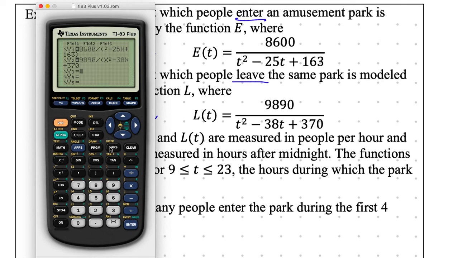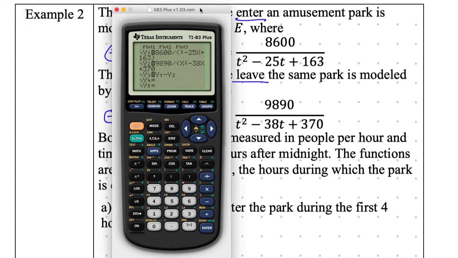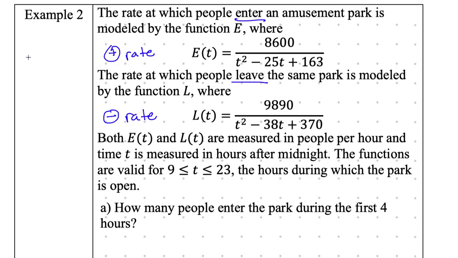And what's the unique thing whenever you have a positive and a negative rate? Subtract from each other. Yeah, you do the positive rate minus the negative rate. So let's say which one is positive. It's the E1, so our Y1. So VARS right, enter 1, our Y1 minus VARS right, enter 2.